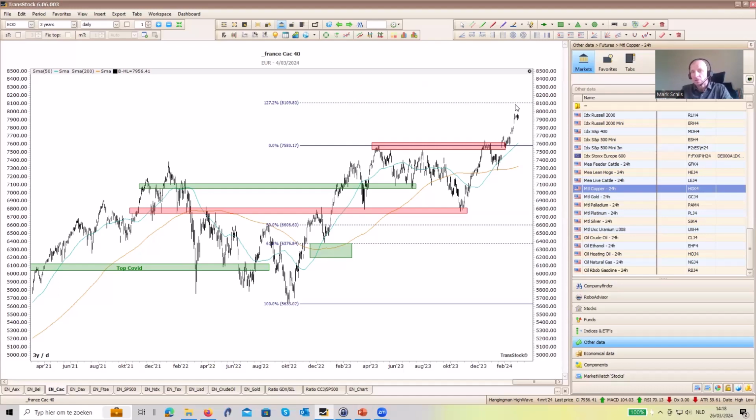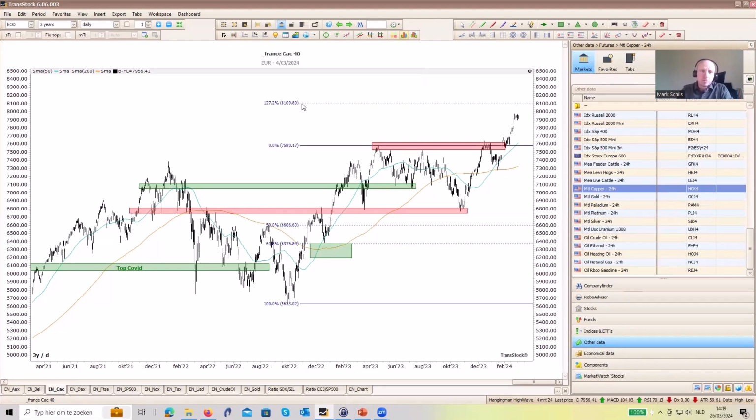It's about 8,200. So when an index or a stock is approaching a really new high, it's really hard to say we have to look at this resistance zone. It's impossible when the stock or index is making new highs. So a way to have some guidance is by using Fibonacci. You're looking at important tops and bottoms and creating Fibonacci levels.